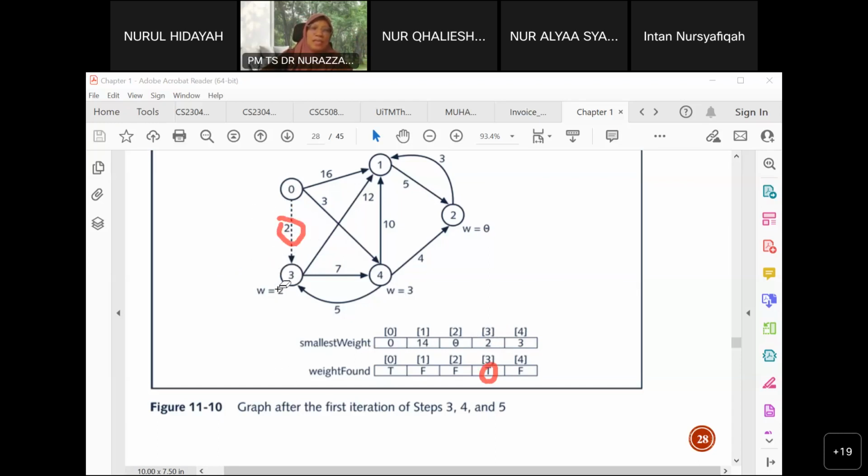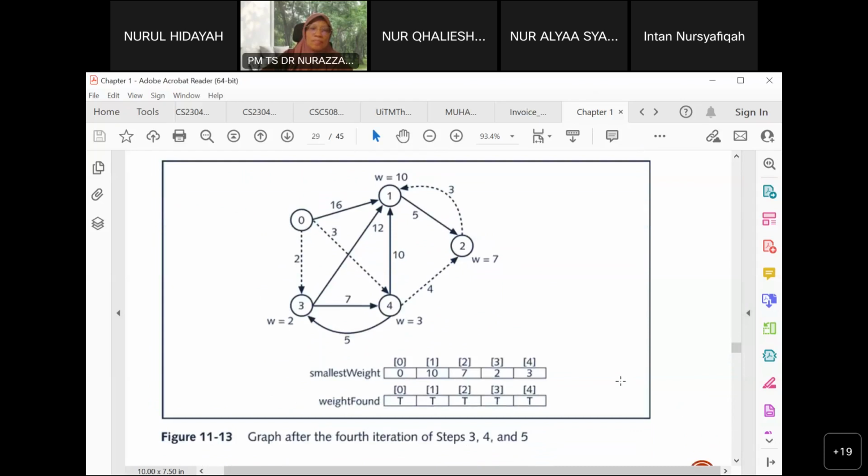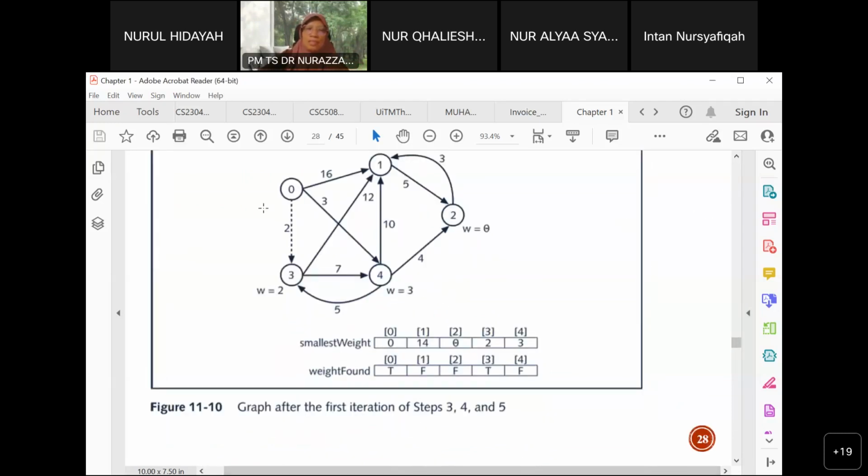Okay, dan then dia akan repeat balik. Okay, let's see. Ini sebab selepas satu iteration. And then okay, let's see next. Oh, ini selepas dia tunjukkan selepas 4th iteration. Okay, that means dia repeat balik lagi tadi. Lepas this one, the next yang dia akan senaraikan ialah, okay, selepas 3 ni kan.